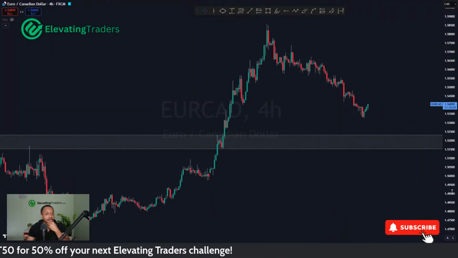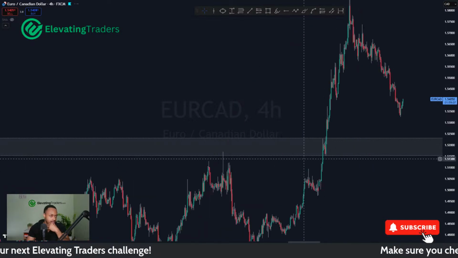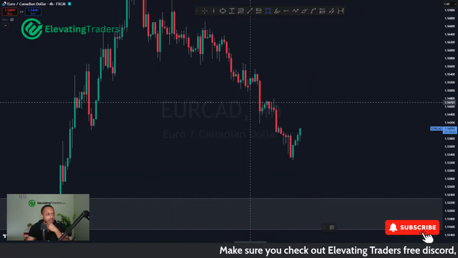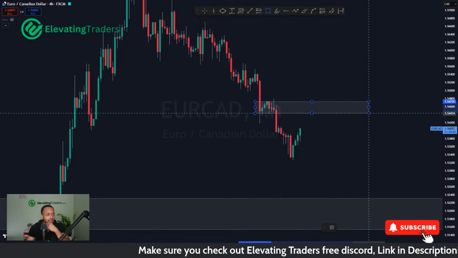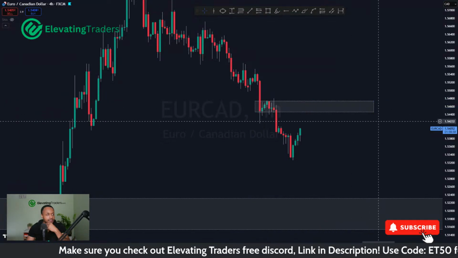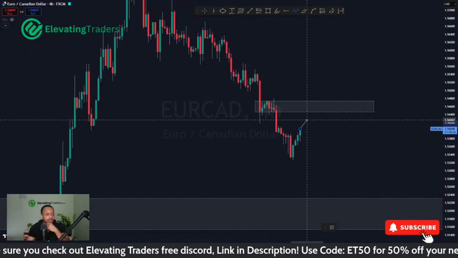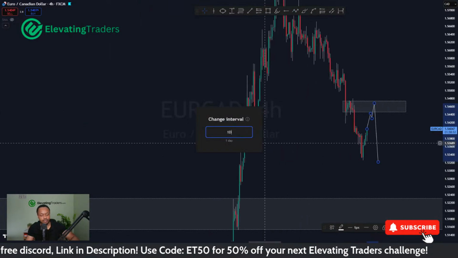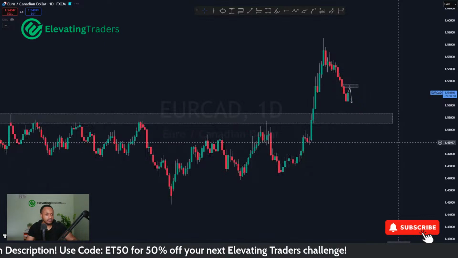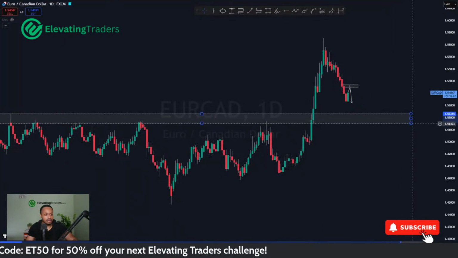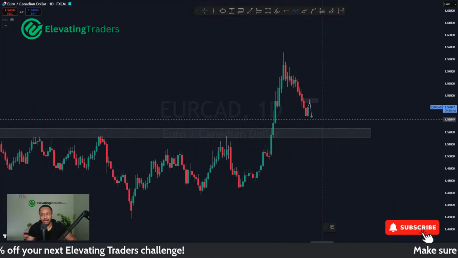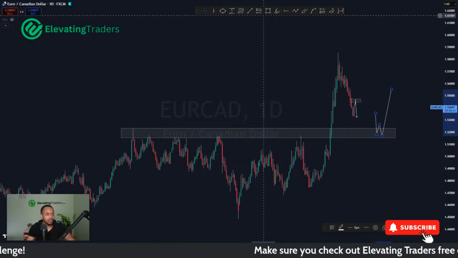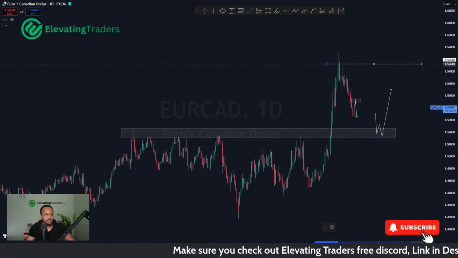EuroCAD's a bit more tricky because the pullbacks aren't as prominent, but I still do like the sells. There's a nice range over here. I think that's a nice place for a sell, especially if you can drop to like the 50-minute chart. I'm personally still waiting for the longs at these levels. I'm not looking to swing it back to the highs though. I can tell EuroCAD and PoundCAD are a little bit tired, so I'm not going to try and swing it back to these highs up here.